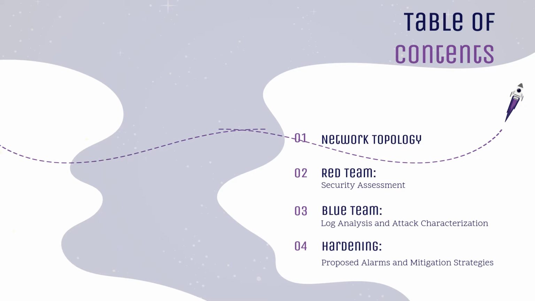Here we can see our table of contents. We covered the network topology in my first introduction video. You can go back and view that if you missed it. This video is going to cover the red team security assessment, and the following two blue team topics will be covered in the next two videos.